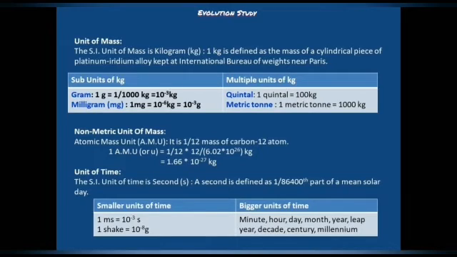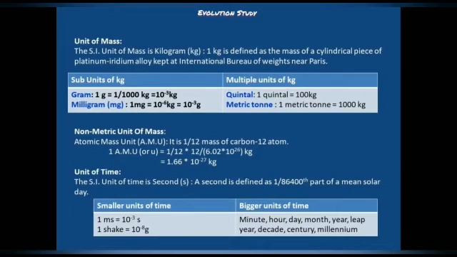Now what are the non-metric units of mass? Atomic mass unit, AMU. It is 1 by 12 the mass of a carbon 12 atom, which is u equals 1 divided by 12 into 12 divided by 6.02 into 10 to the power 26 kg, which is 1.66 into 10 to the power minus 27 kg.